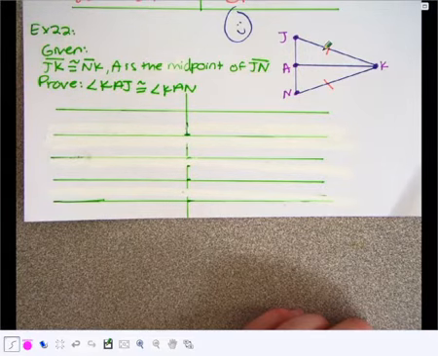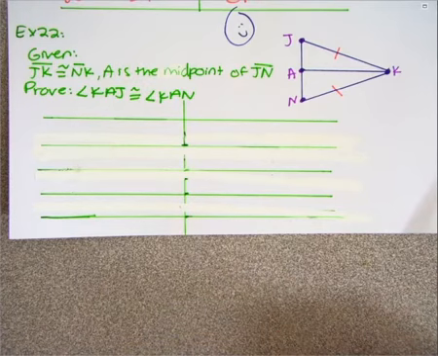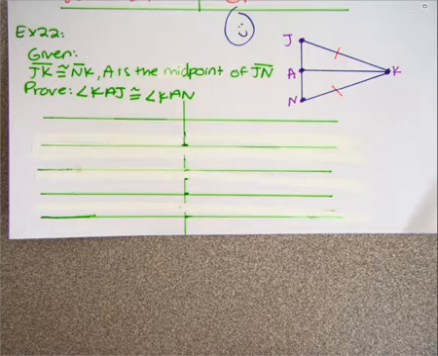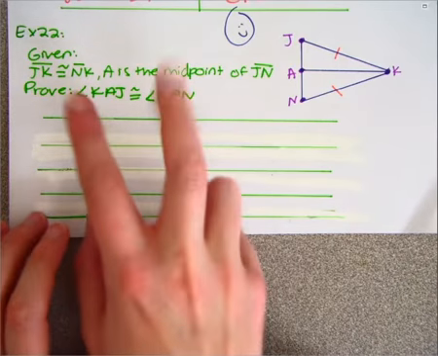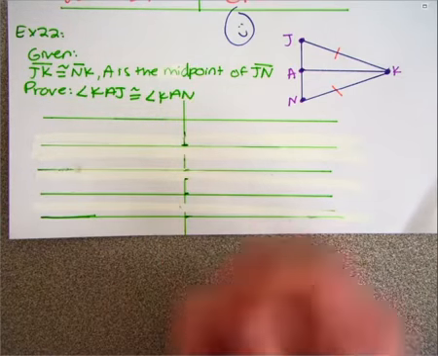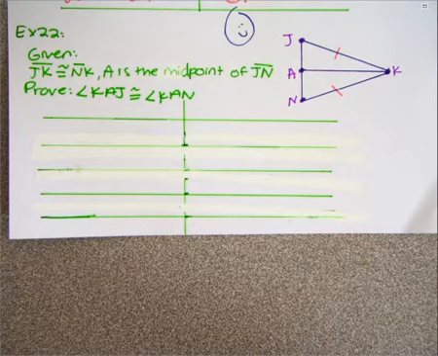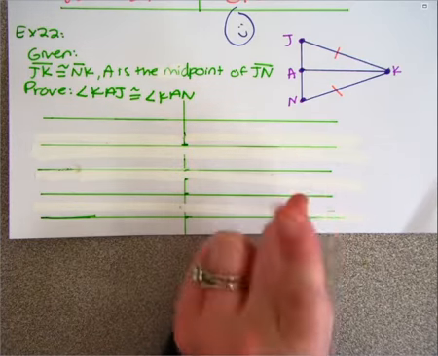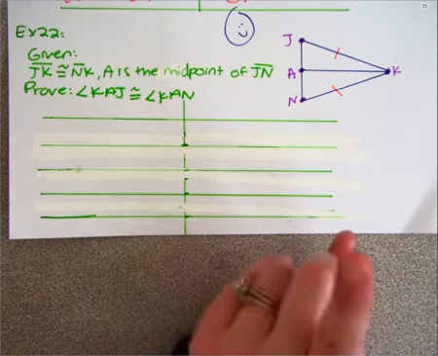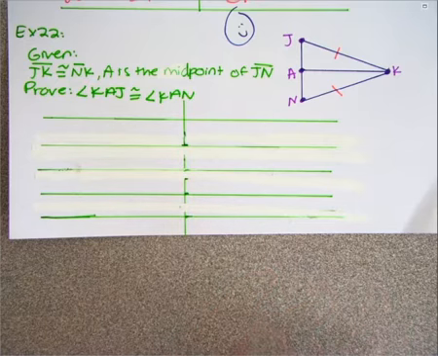Welcome back, you guys. We're now going to be doing our final proof using CPCTC. So again, this does not say a triangle is congruent to a triangle. I have triangles, so probably what is happening is I'm going to be using CPCTC. But in order to use CPCTC, I must show that triangles are congruent first.